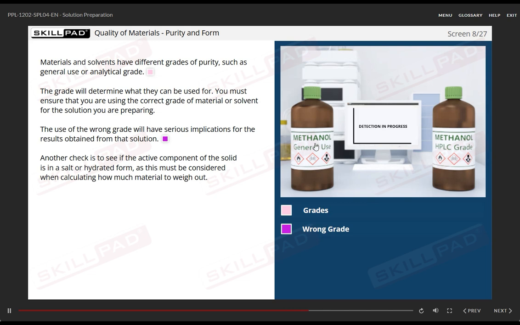Another check is to see if the active component of the solid is in a salt or hydrated form, as this must be considered when calculating how much material to weigh out.